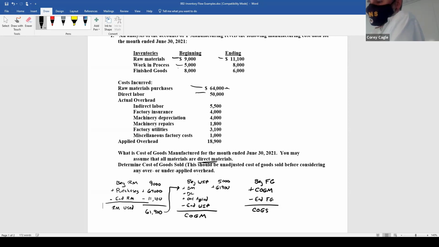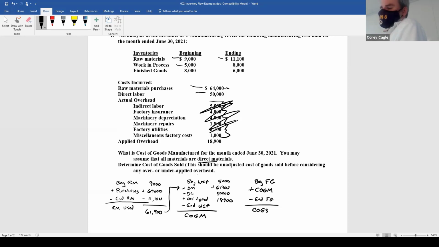Labor, 50,000. There's no inventory of labor, right? So whatever you use is what you used. And then they give you all this actual overhead number, which doesn't matter because that's not what ends up being applied to work in process. We apply overhead to work in process using a predetermined overhead rate. And that we'll talk about here in a minute, actually. But applied overhead is 18,900.